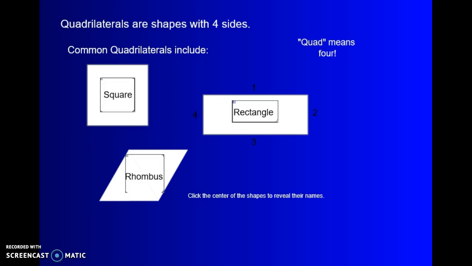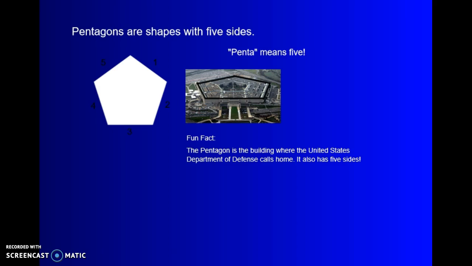So let's go on to our next shape that we talked about that has 5 sides, and this shape is a pentagon. So pentagons have 5 sides. Again, like quad means 4, penta means 5. So 1, 2, 3, 4, 5, and this is what a normal pentagon looks like. You will see every once in a while pentagons that have distorted side lengths and look a little weird, but for our purposes at least, this is what our pentagons will look like.